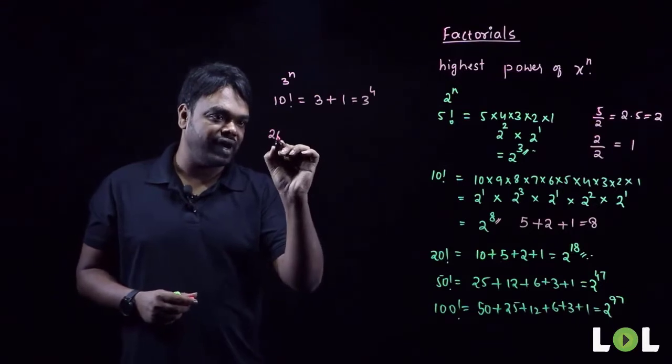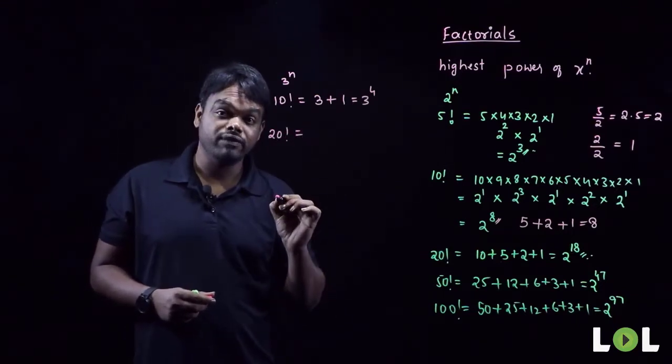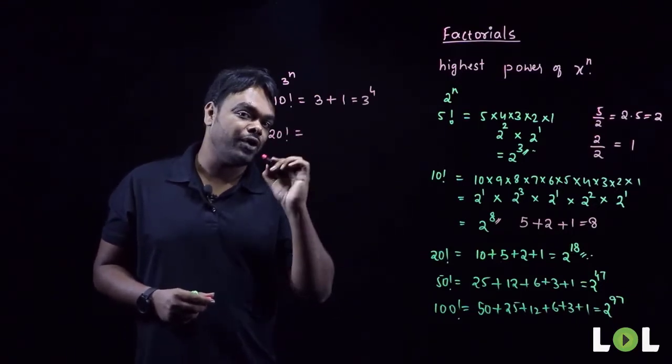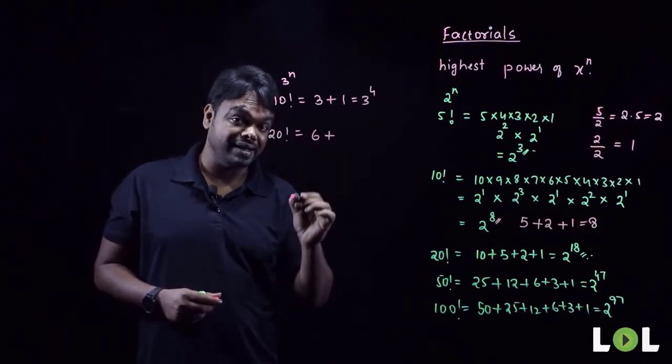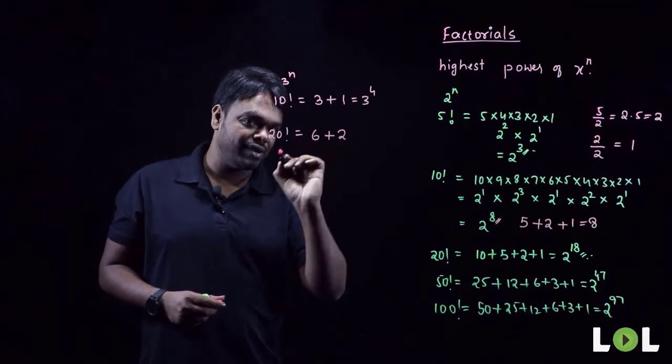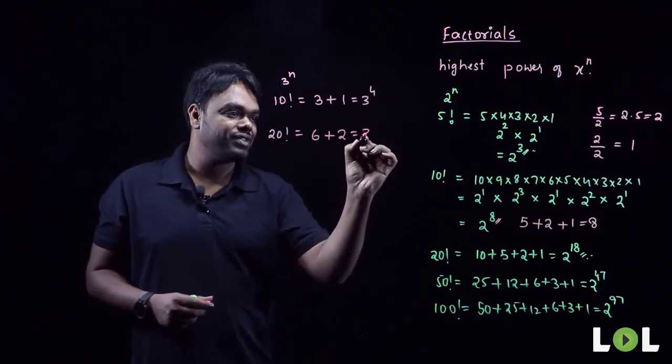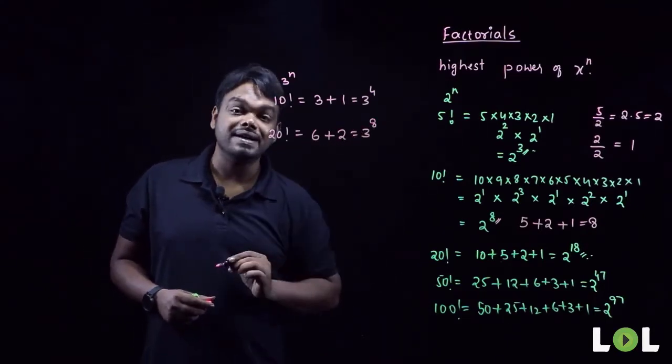Suppose if it is 20 factorial. What do we do? 20 by 3, 6.6666. We will consider only 6. Plus, again 6 by 3, 2. Can I divide further? No. What do we get? 3 power 8. 8 is the highest power.